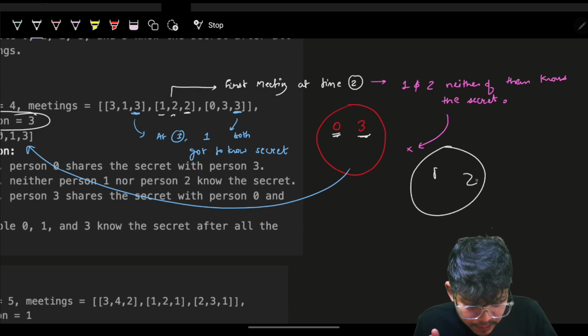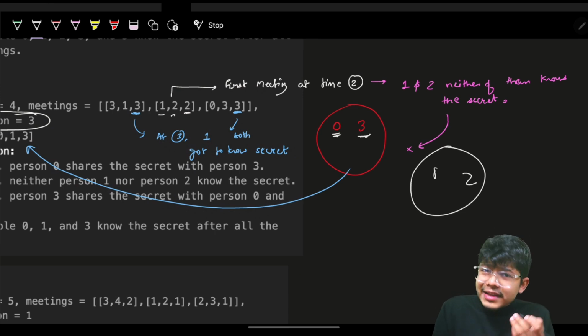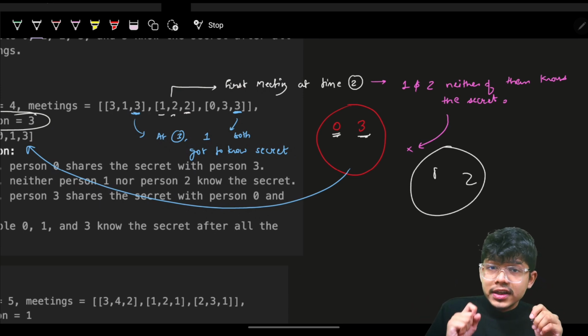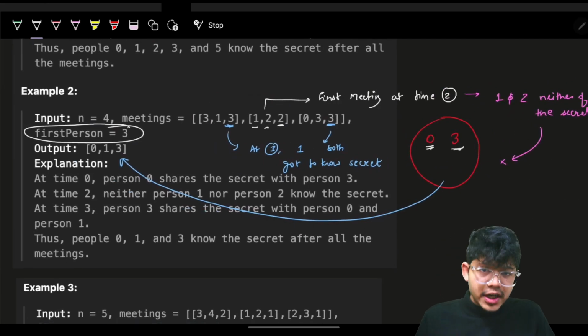So 1 and 2 in a meeting, both of them don't know, so both of them cannot communicate what is the actual hidden thing. So okay, it is gone. 1 and 2 now don't know it.